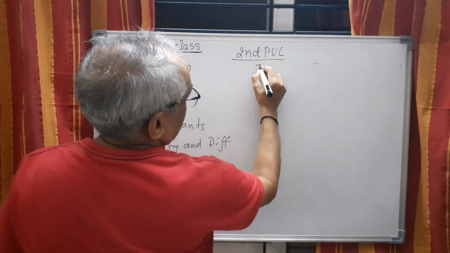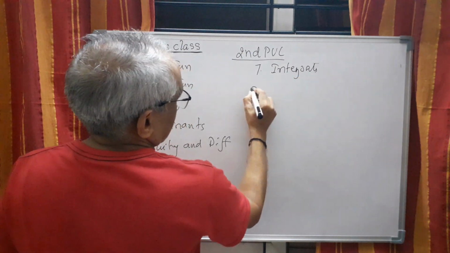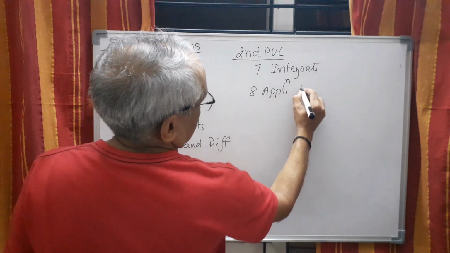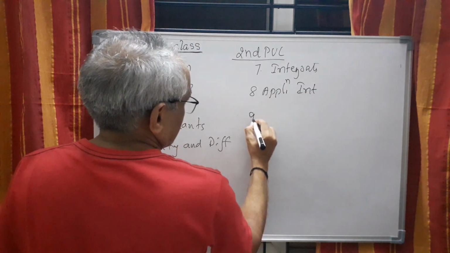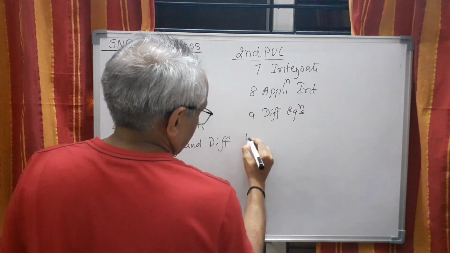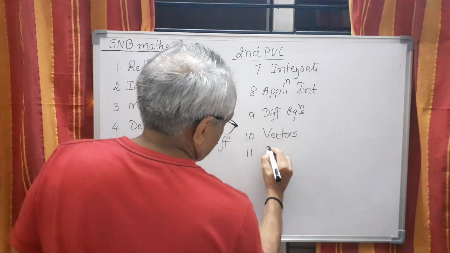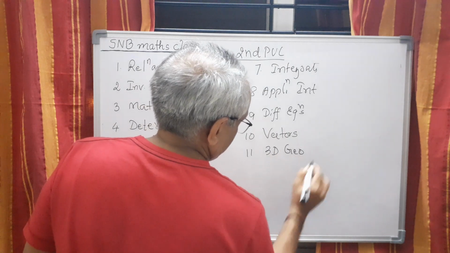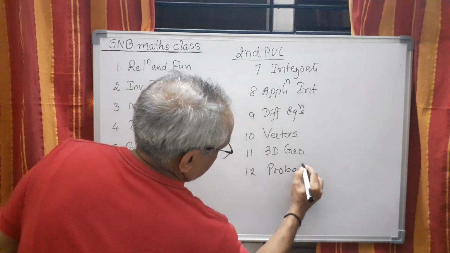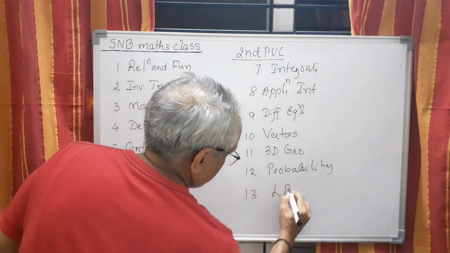Then seventh one is integrals. Eighth one is application of integrals. Ninth one is differential equation. 10th one is vectors. 11th one 3D geometry. Then 12th one is probability, and the last 13th one is LPP.